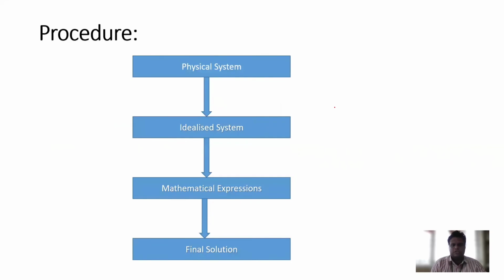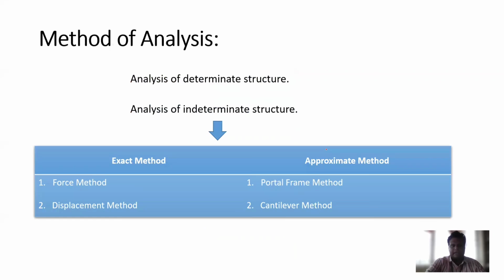The procedure of performing structural analysis is as follows. The first one is the physical system. The final structure is a physical system that we idealize. After idealization, we write some mathematical equations or expressions, and we solve those mathematical expressions to get the final solution. This is what we are going to do. Whatever flowchart I have given right now will be done as an analysis, and that is our method of analysis.